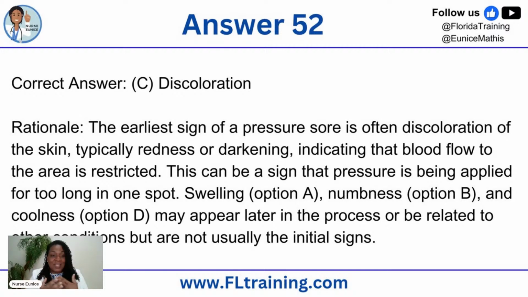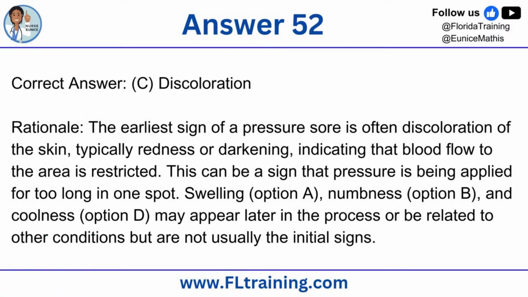But if something on my skin is discolored, it doesn't look like the surrounding skin, that could be a sign of a pressure sore. So the earliest sign of a pressure sore is often discoloration, typically redness or darkening, indicating that blood flow to the area is restricted.